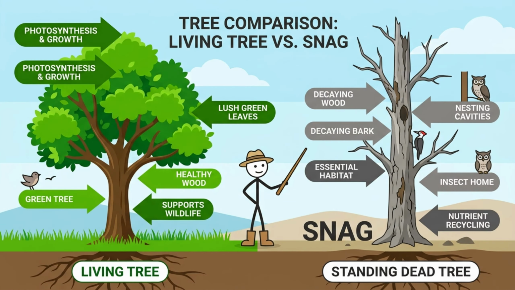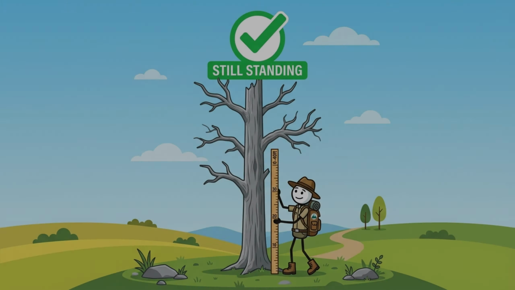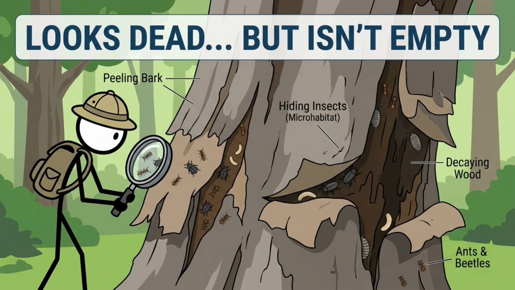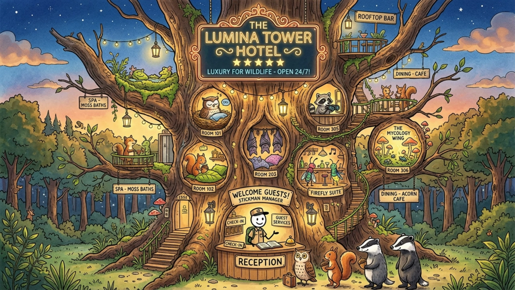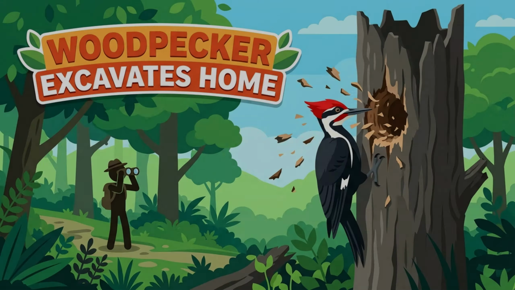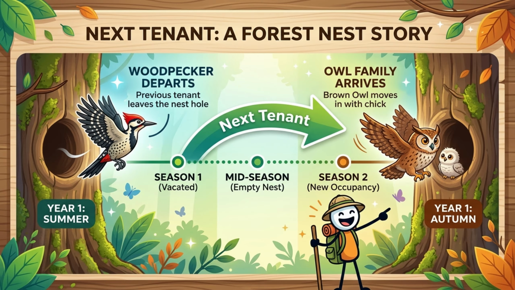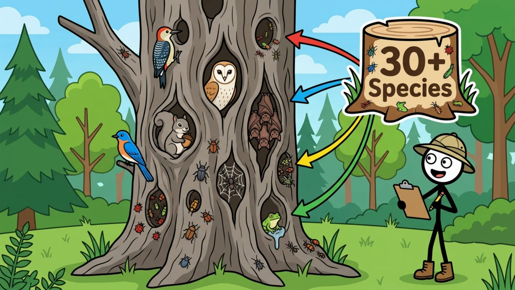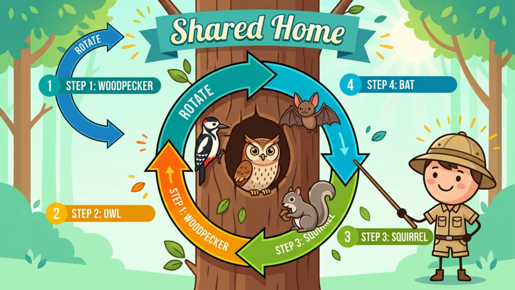That's just a fancy word for a standing dead tree. It hasn't fallen yet. It's just there, bare, bark peeling. Looks useless. But watch closely, and that snag is basically a five-star hotel. Woodpeckers drill holes into it to nest. Once they leave, owls move in, then squirrels, then bats. One dead tree can house dozens of different species over just a few years, each one taking turns using the same holes.